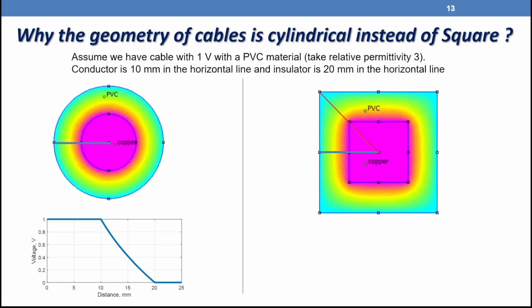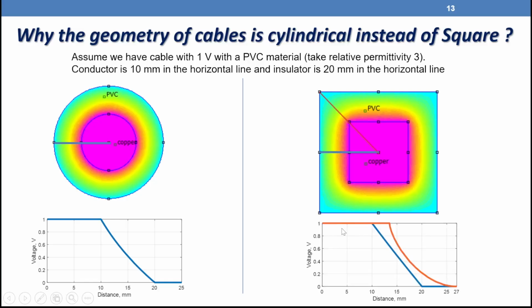So what will be the voltage distribution? Let's look. For the blue one, we're going to have 1 volt until it drops to 0 volt after 20 millimeter, as expected, like the cylindrical one. But for the red line, that one will be 1 volt up to this point, which is 10 root 2, and then it's going to drop to 0 volt at this point. So we have more voltage for this red line now. What is the problem? No problem for the voltage, but we're going to look at the electric field.